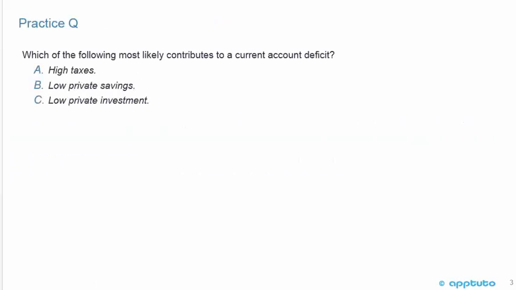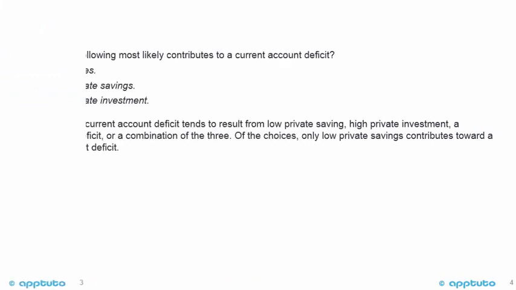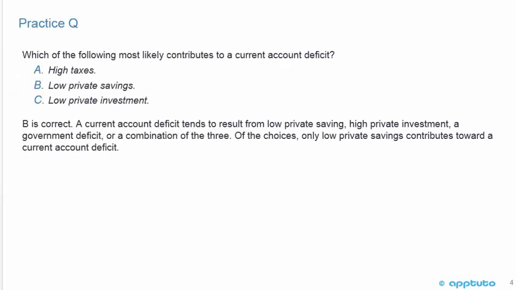So we'll do two quick practice questions to finish this LOS. Which of the following most likely contributes to a current account deficit? A, high taxes, B, low private savings, or C, low private investment? And the correct answer is B. A current account deficit tends to result from low private savings, high private investment, a government deficit, or a combination of the three. Of the choices, only low private savings contributes toward a current account deficit.